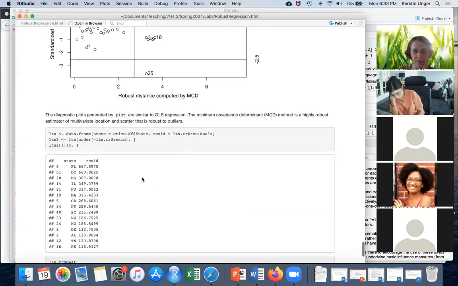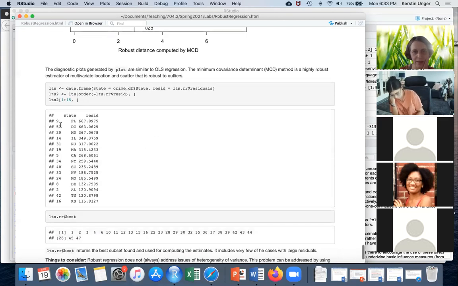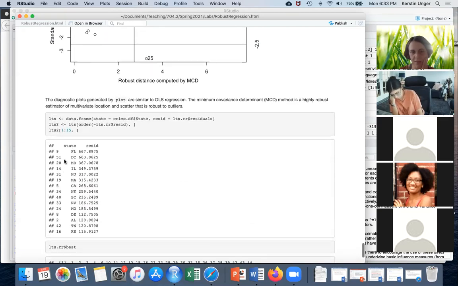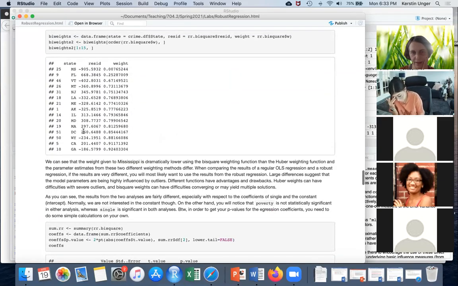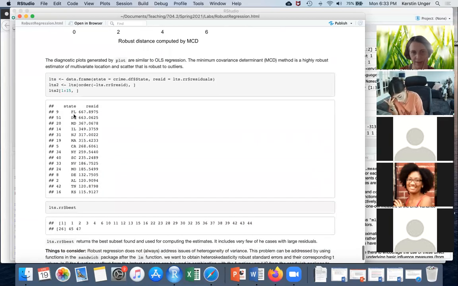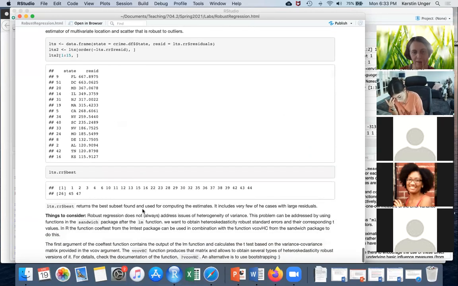So what you can see here is that we can also order the states by their residuals, right? And we see that there's actually quite a lot of overlap between the states that we have identified here. So it's Missouri, Florida, they're all in here as well, and DC.